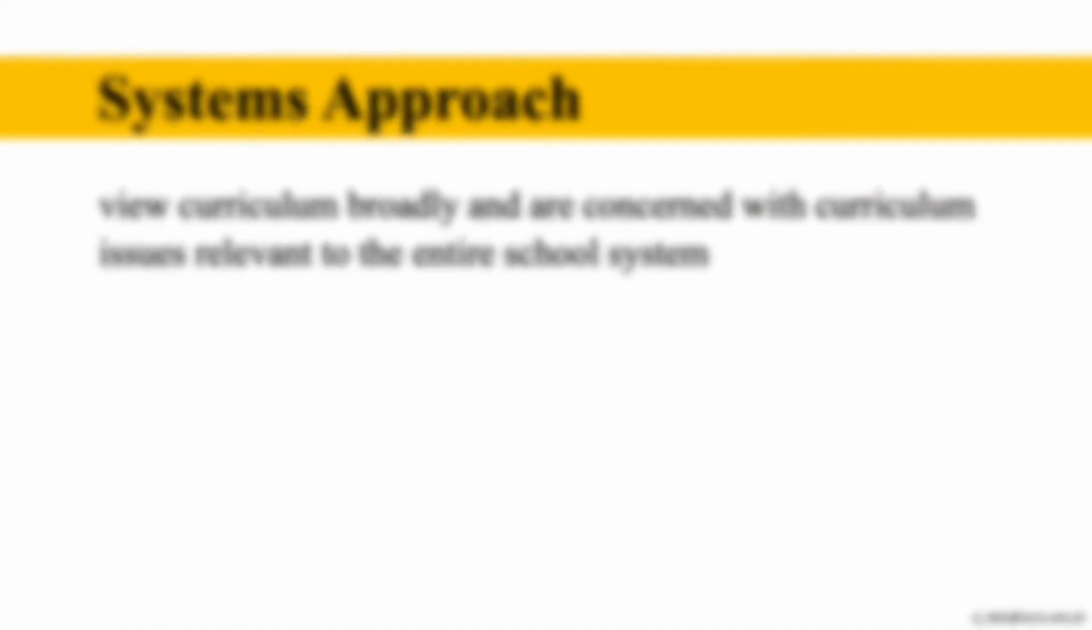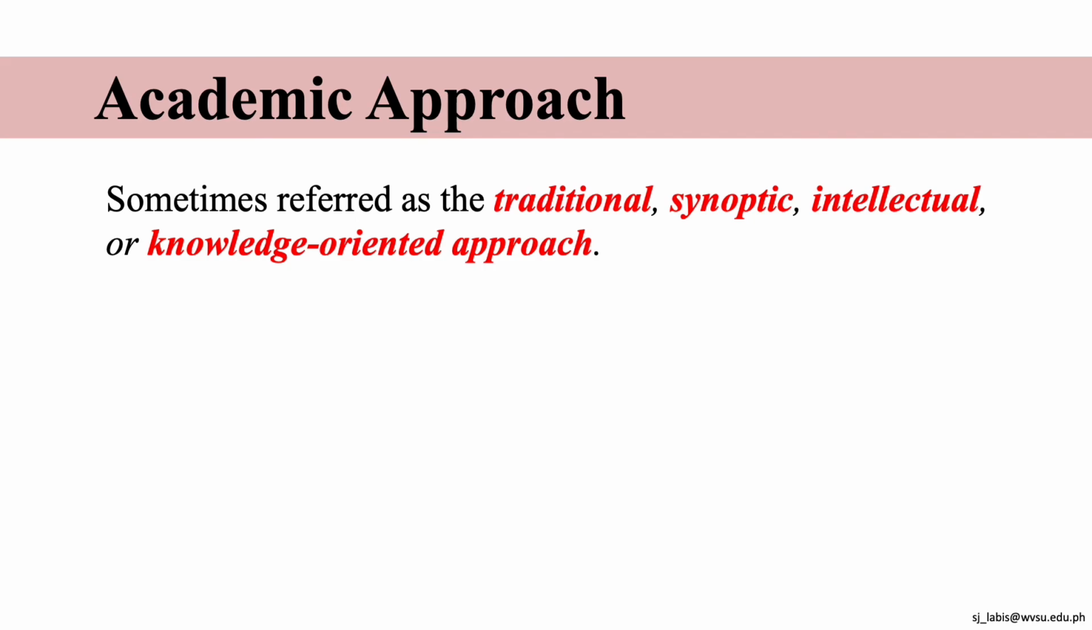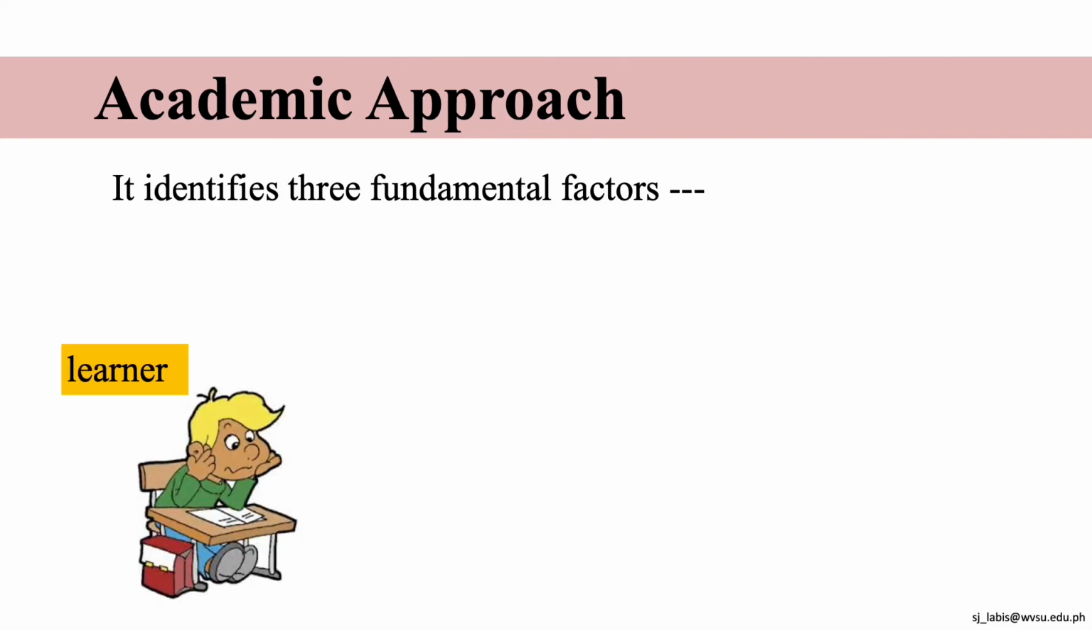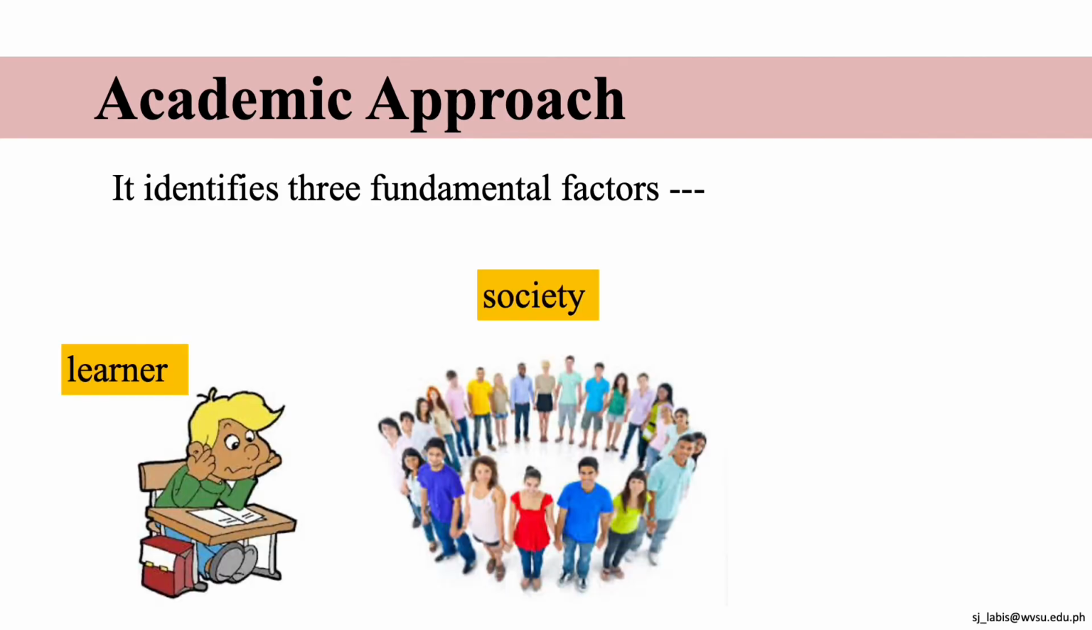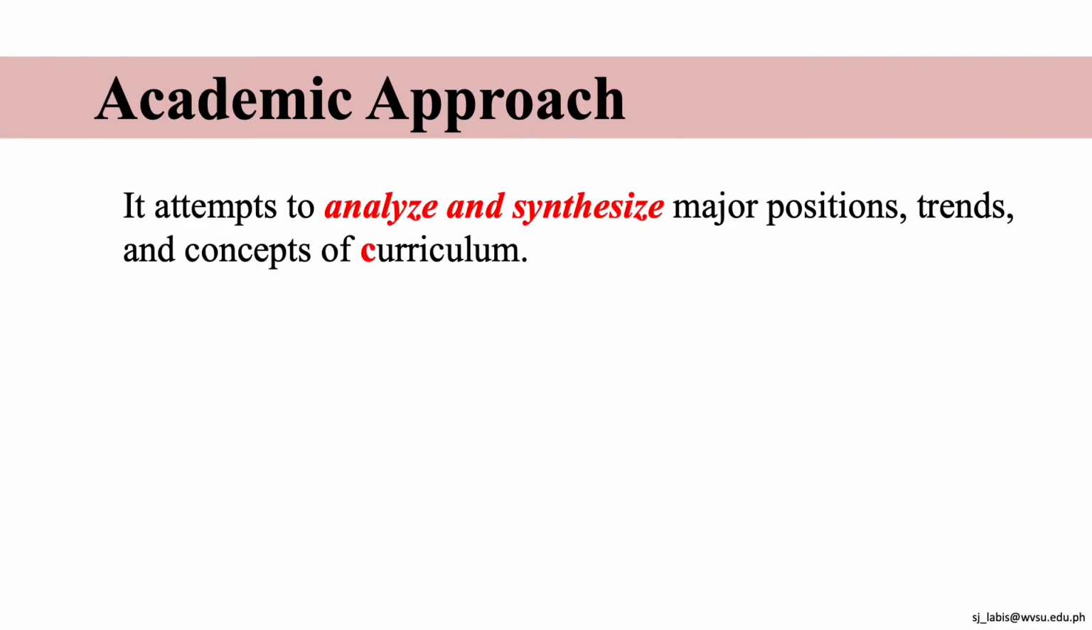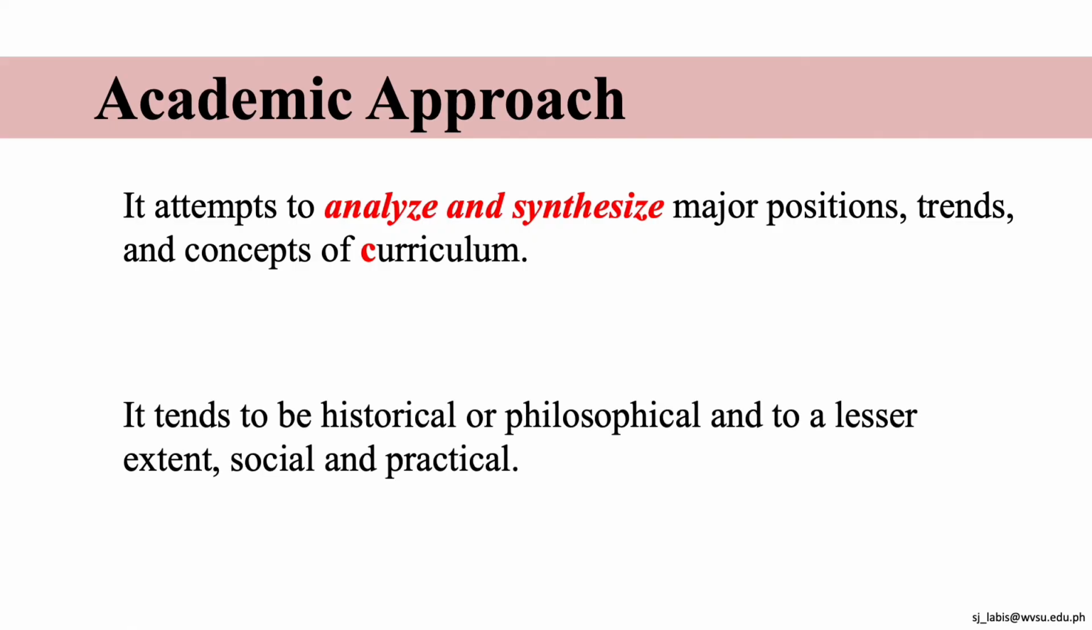Now, for the next one, we have the academic approach, sometimes referred to as the traditional, synoptic, intellectual, or knowledge oriented approach. It identifies three fundamental factors: the learner, the society, and the subjects. It attempts to analyze and synthesize major positions, trends, and concepts of curriculum. It tends to be historical or philosophical, and to a lesser extent, social and practical.